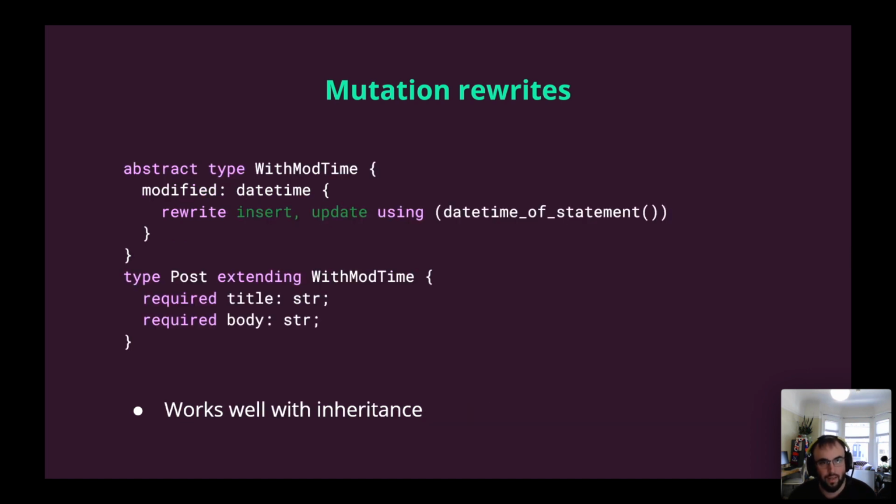And so fortunately, EdgeDB continues with its long tradition of using multiple inheritance and an object model to enable mix-ins and code reuse. So here we can declare an abstract type with mod time that has that modified property and the rewrite rule. And types like post or anything else can simply extend it and have mixed in a modified property with the rewrite.